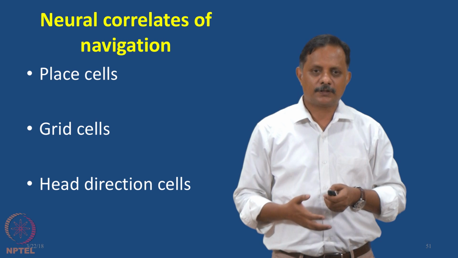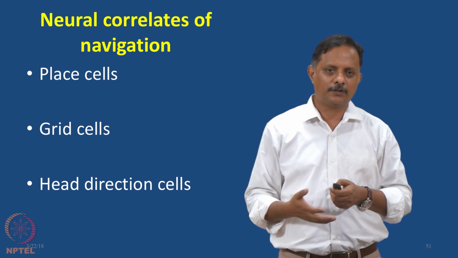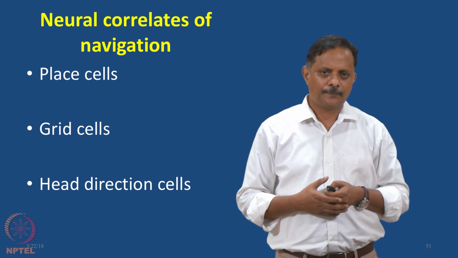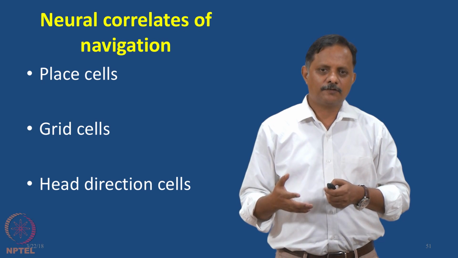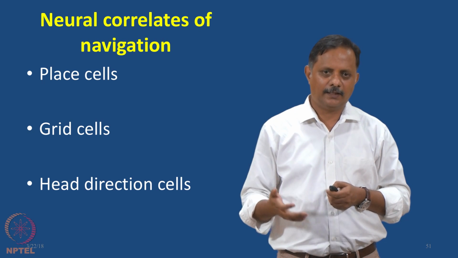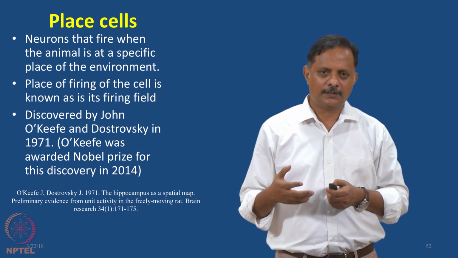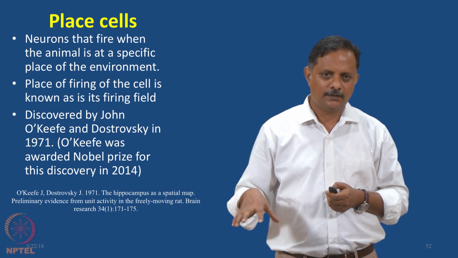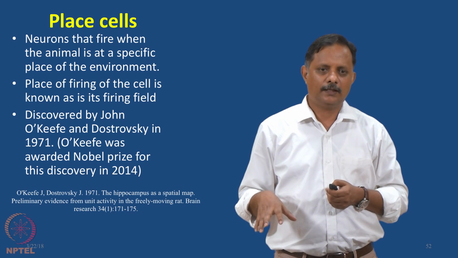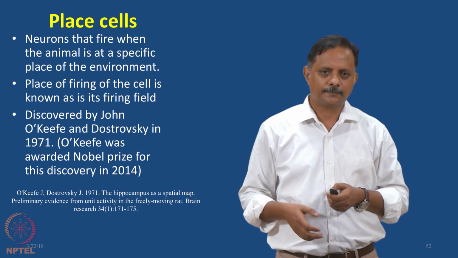So people have proposed computational models. I'll talk about some of the modeling work that we have done in this area. There are three kinds of spatial cells that are important to discuss: place cells, grid cells, and then head direction cells. Place cells are the neurons which fire when the animal is at a certain specific place in the environment. This was discovered by John O'Keefe and Dostrovsky in '71.